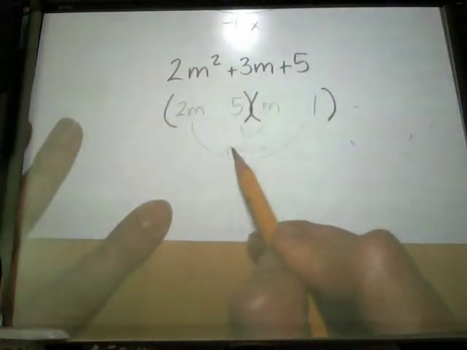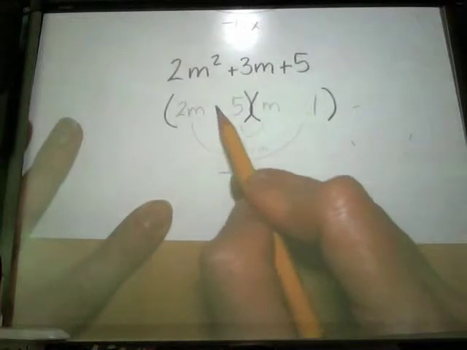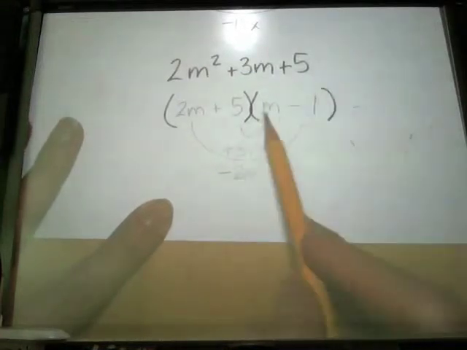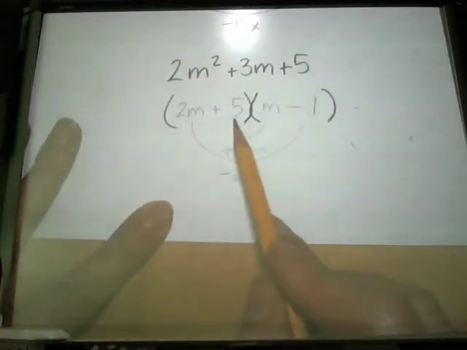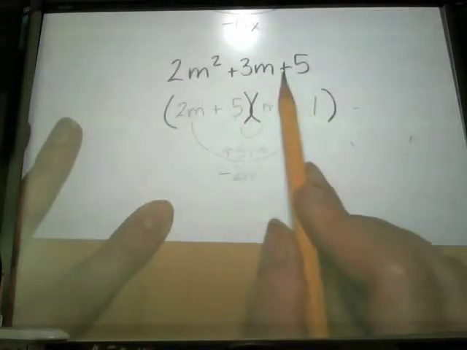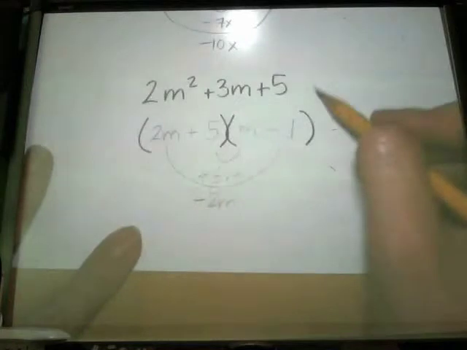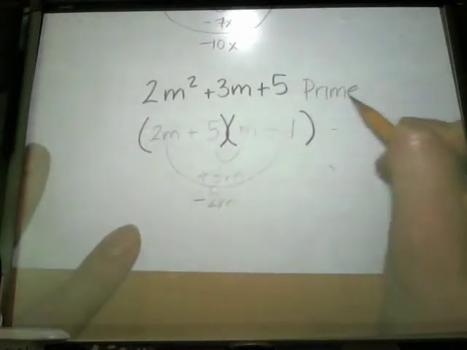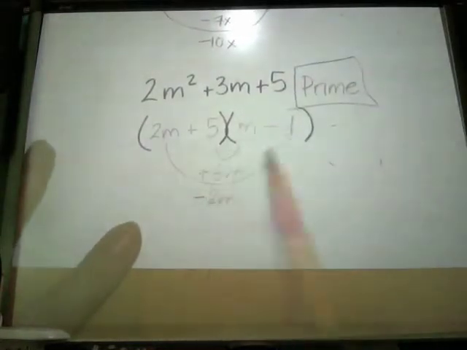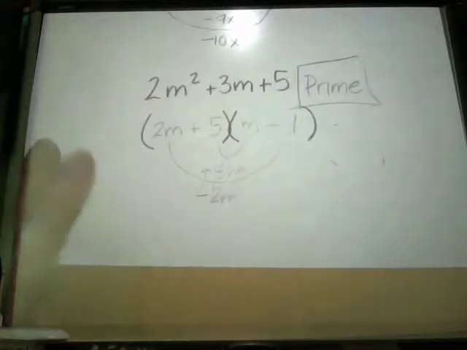Daniel, what signs would I need? You need positive for 5 and negative for 6. Good. If we did that, it looks like it works, except when we double check L for last, positive times negative makes a negative, and this is a positive. So again, this one is prime, because there's no other options. 5 doesn't have any other factors. 2 doesn't have any other factors.